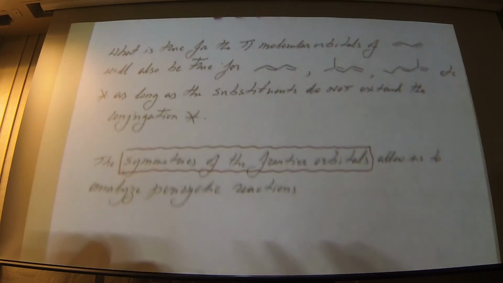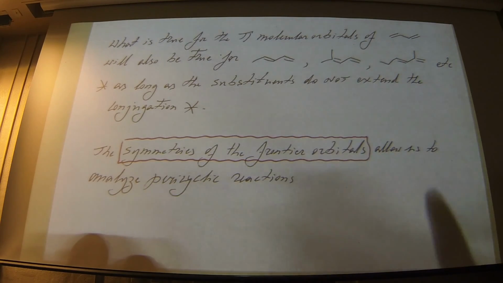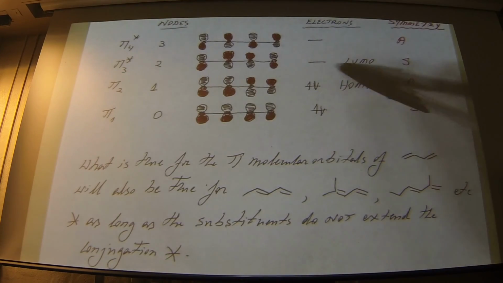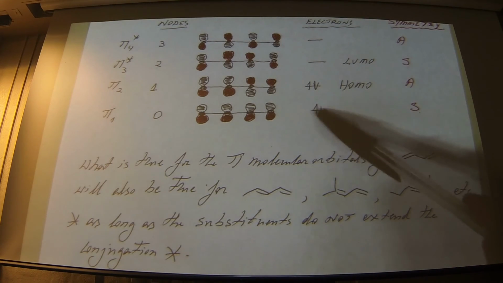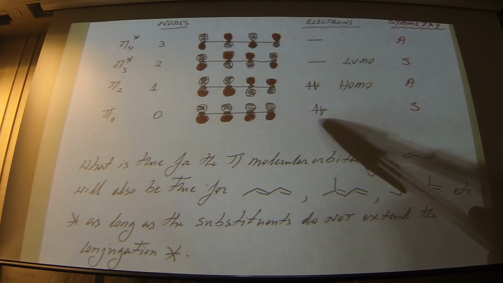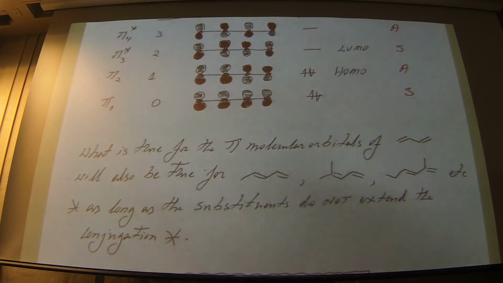So what you're going to be looking at are the symmetries of frontier orbitals. Now, what are frontier orbitals? Well, these are the frontier orbitals, the HOMO and the LUMO. Okay, so what happens down here doesn't really concern us too much. It's what happens here that will determine the stereochemical outcome of these reactions. And so you analyze the stereochemistry of pericyclic reactions by looking at the symmetries of the frontier orbitals.